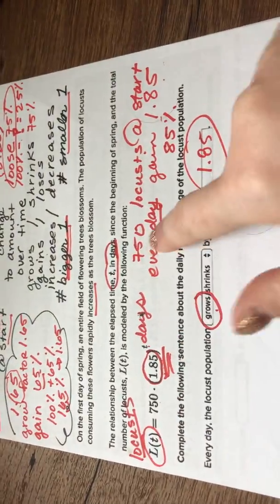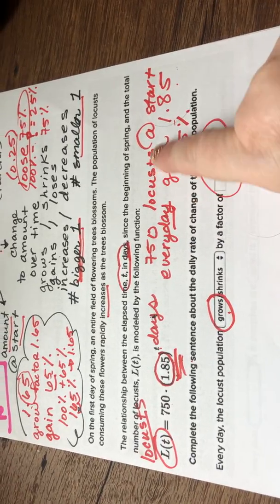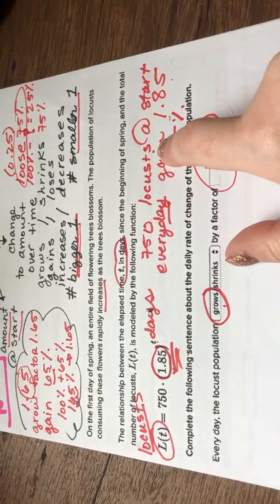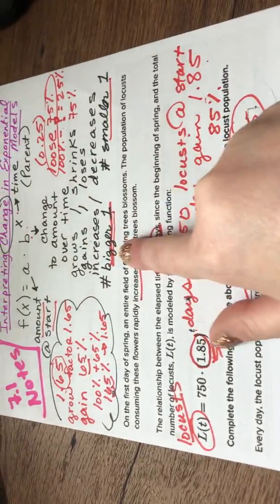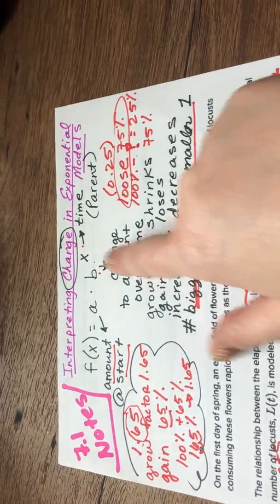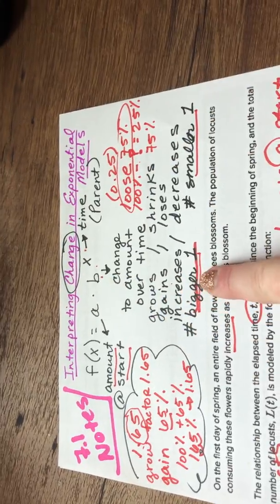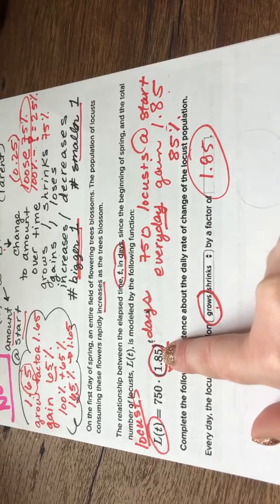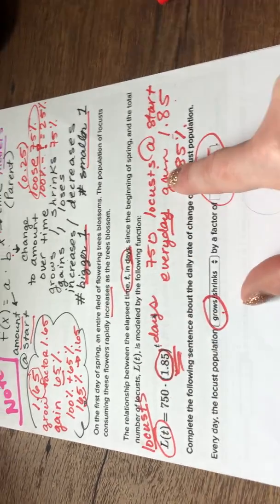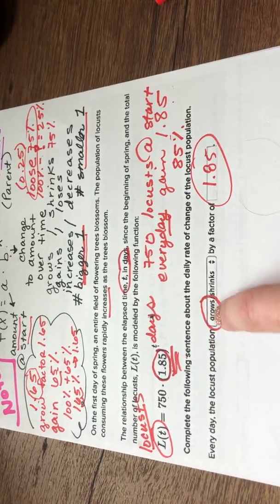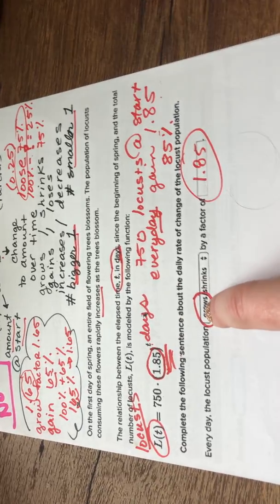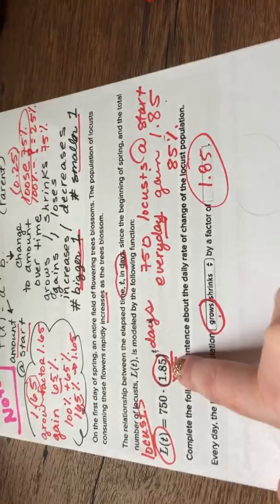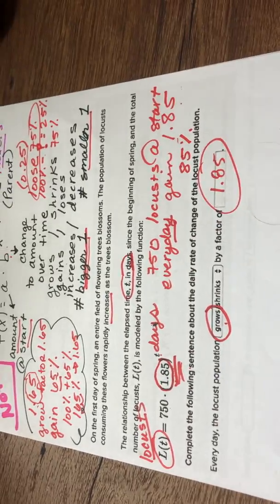But anyway, okay, so there's 750 locusts at the start. We definitely gain or grow or increase because the number attached to that exponent is bigger than 1, because our number is 1.85. So that's bigger than 1. So we definitely gain or increase or grow. And by a factor of, that just means the number in the parentheses. So we grow by a factor of 1.85.